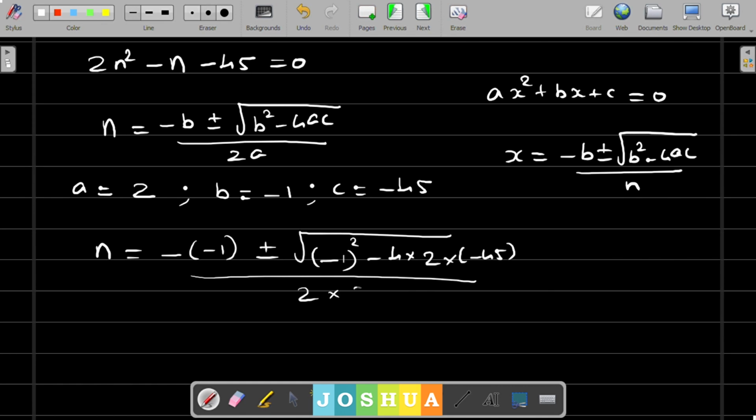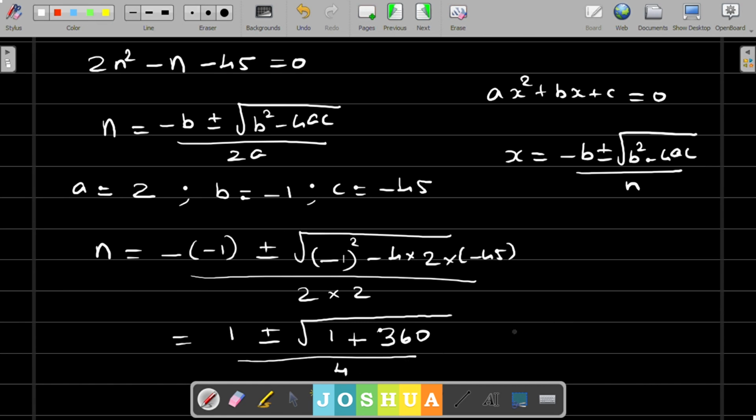A is 2. In this case, minus into minus plus 1, plus or minus square root of minus 1 whole square is plus 1, minus 4 into 2, 2s are 8 and 8 45s are 360. So minus into minus plus, so automatically 360 will be there. So you try yourself. 45 into 8 is 360 and divided by 4.